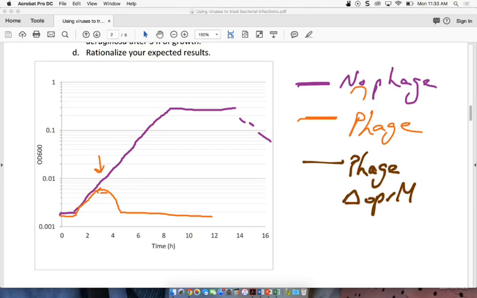Why? Because it doesn't affect the viral life cycle. If you don't have the receptor, if the receptor is not there, you can't get attachment, therefore you can't get viral life cycle. So yeah, this last option here would look a lot like just the no phage condition.